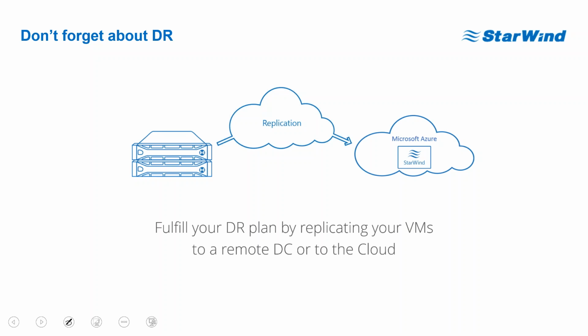So the 3-2-1 rule says that you need to have 3 copies of your data in 2 different locations and on 2 different media. So the primary media would be flash drives in your data center, and the offsite media would be Microsoft Azure with the StarWind application, where you can easily get all your virtual machines backed up.